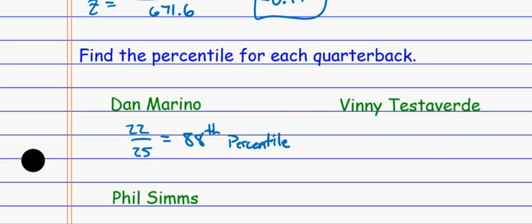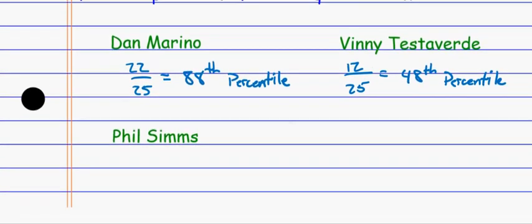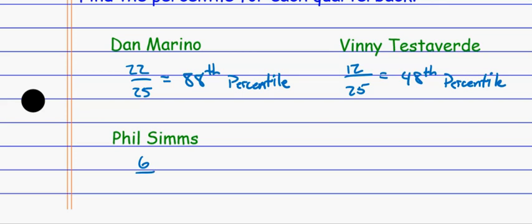Likewise, Vinny Testaverde, if I go back up and count, there's 12 from him on down. So it's 12 out of 24. So that would make him the 48th percentile. And then Phil Simms, if I count his, he is 6. 6 that are from there on down out of 25. So that would be the 24th percentile.